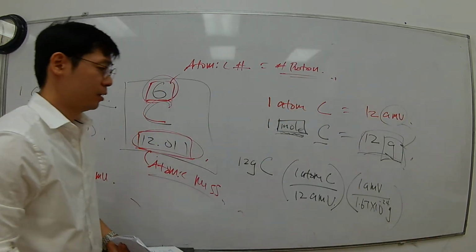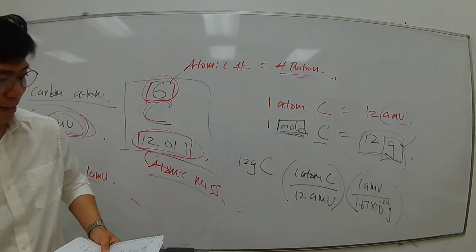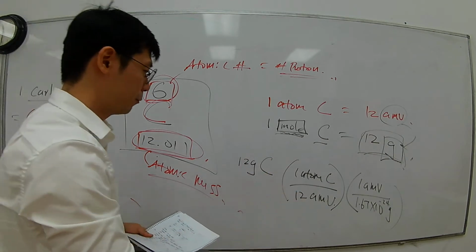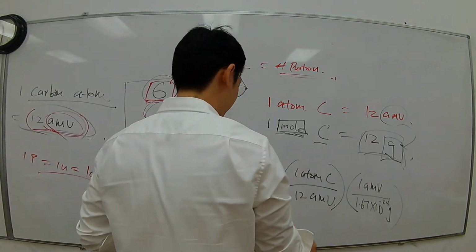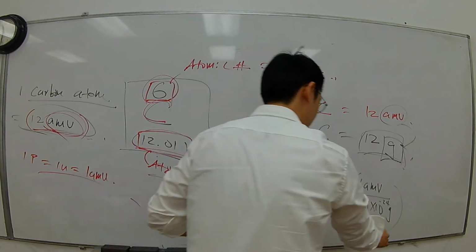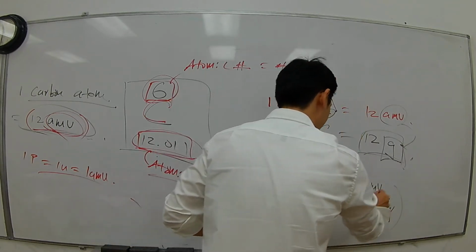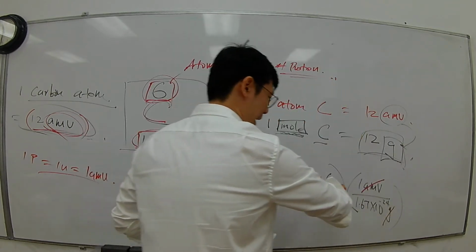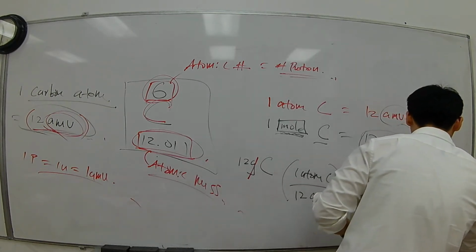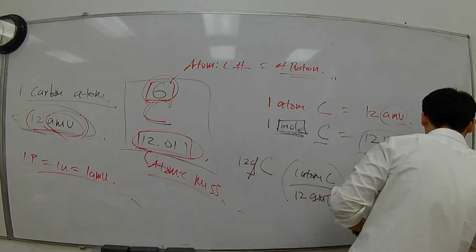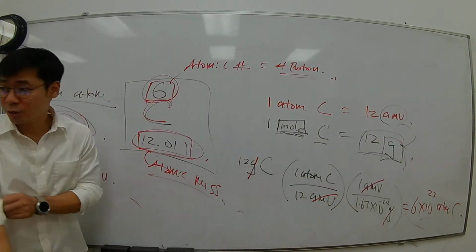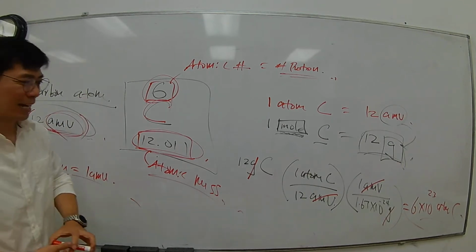Now in terms of units, not that you have to really know it, I'm just showing you where that number came from. The grams cancel out, the AMU cancel out, and you are left with atoms of carbon. If you solve this, you get 6 times 10 to the power of 23 atoms of carbon. So where did that Avogadro number come from?